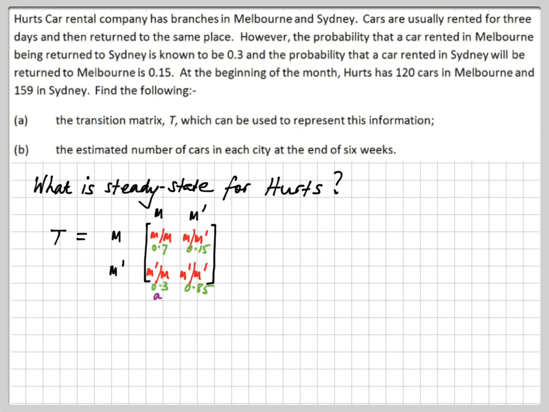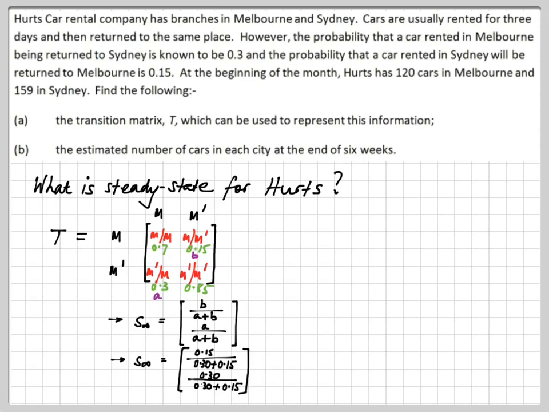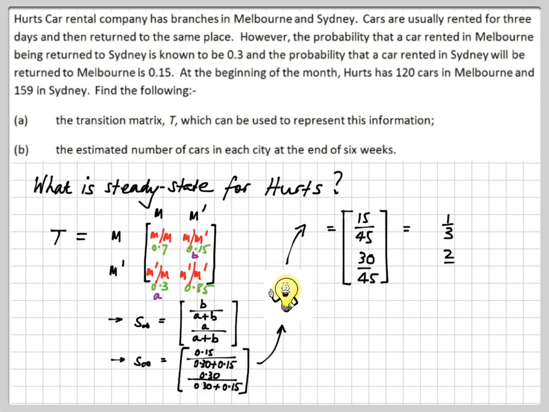There's A. Now look how quick and dirty this is. It's just beautiful. That's A. That's B. Therefore, our steady state matrix, guys, is that. Let's work it out. You get that, and that simplifies too. That's 15 over 45, 30 over 45. Simplifies to 1/3, 2/3. My goodness. Was that quick or was that quick?